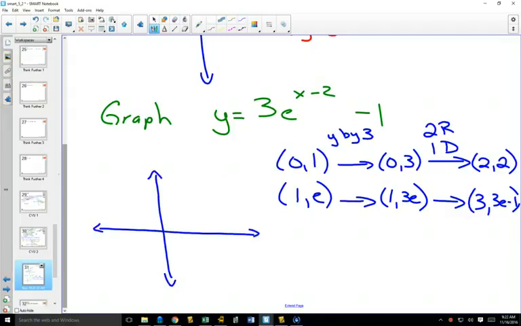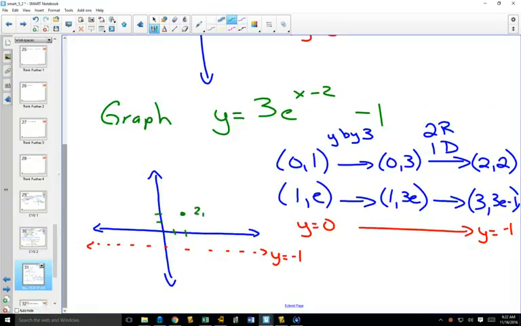Oh, and we should also write our asymptote here. Does anything affect our asymptote? So it's going to be at y equals negative 1. So when we go to start our graph, that would be the first thing I would put in. Y equals -1. I would plot the points that I have. 2, 2 is easy to plot.